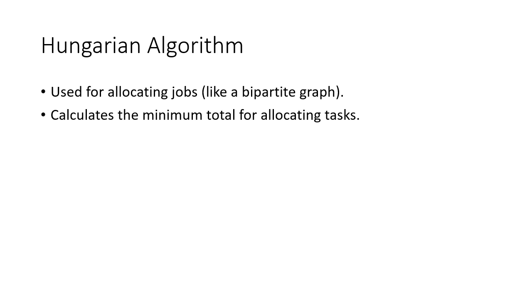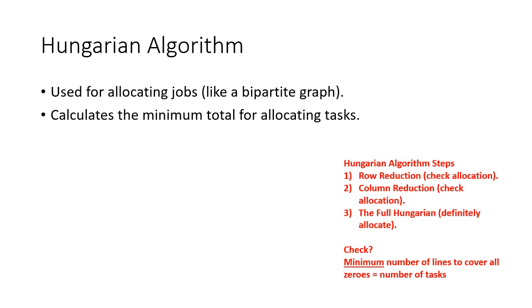What we need to know is what are the steps for the Hungarian algorithm, and I've got them written here. We've got row reduction, column reduction, and what I like to call the full Hungarian. After each step, you need to check the allocation. You can definitely allocate after the third step, and checking involves drawing lots of lines. This is going to get messy and involve a lot of different colors, so just pay attention the first time and then play along later.